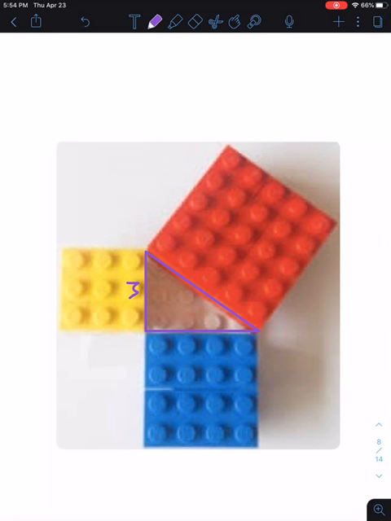What's the bottom leg's length? 1, 2, 3, 4. So the bottom leg of the triangle is 4 units long. And then the hypotenuse is 5 units long. Now you're probably wondering, what's the deal with these big squares here, here, and here?